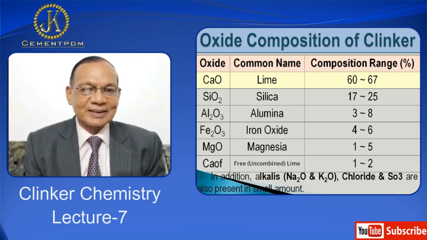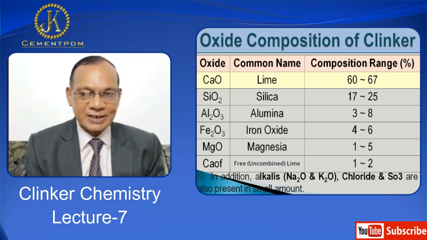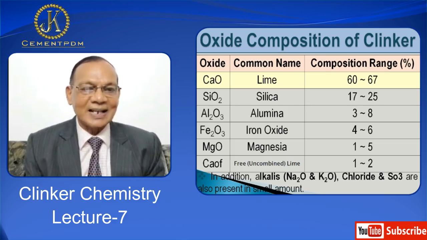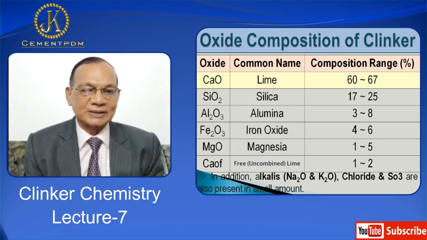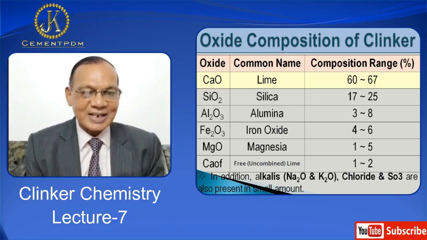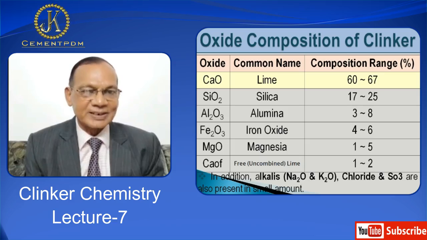So, clinker oxide chemical composition. Lime CaO varies from 60 to 67%. Silica SiO2 varies from 17 to 25%. Alumina Al2O3 varies from 3 to 8%. Iron oxide Fe2O3 varies from 4 to 6%. Magnesia MgO varies from 1 to 5%. And then free lime or uncombined lime is there about 1 to 2%. In addition, alkalis like Na2O, K2O, and chloride and SO3 are also present in small amounts.